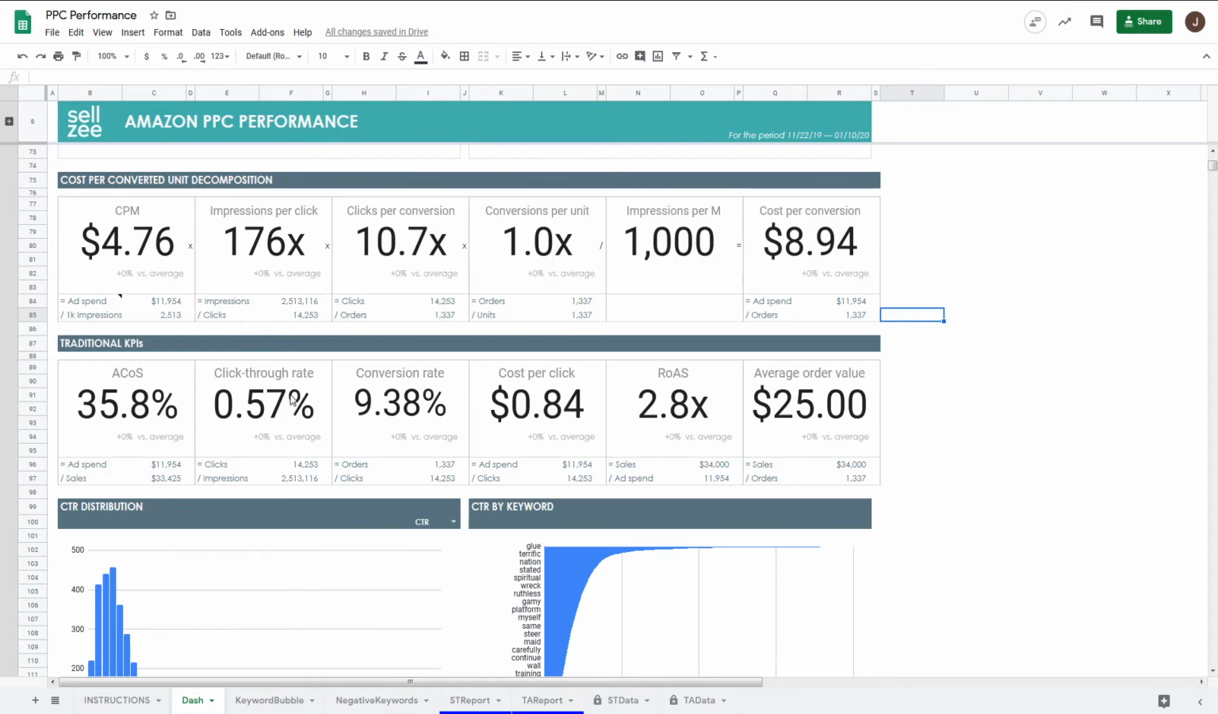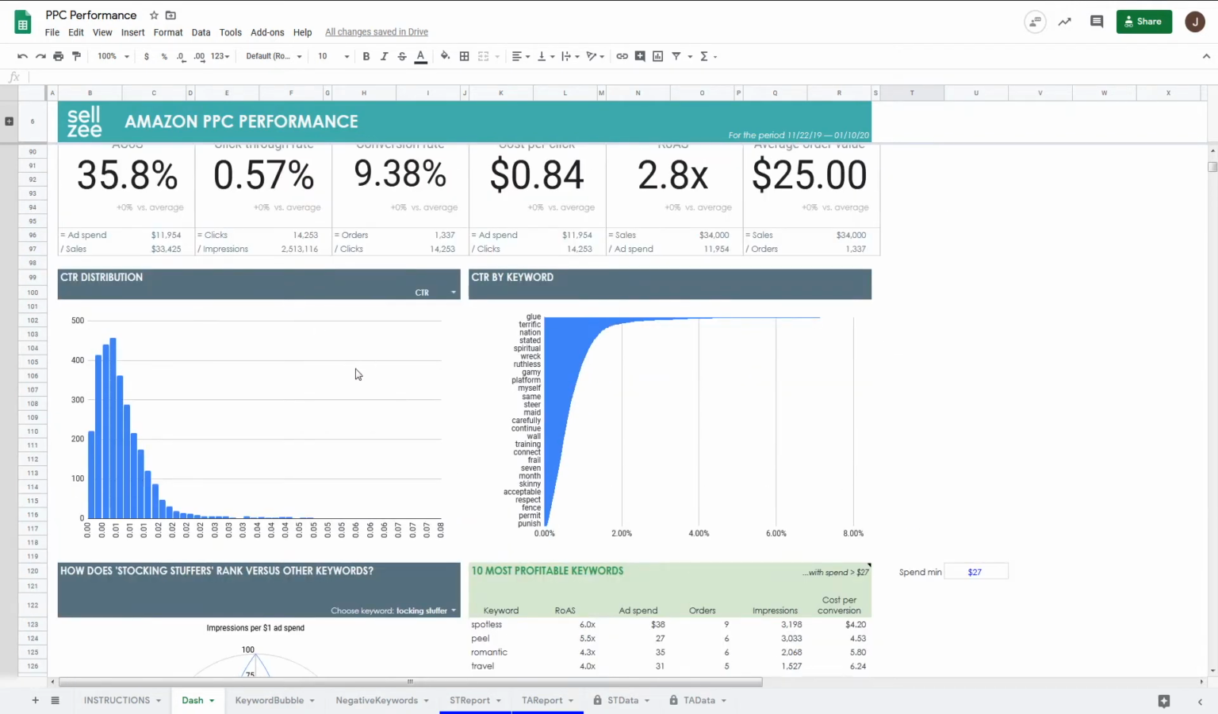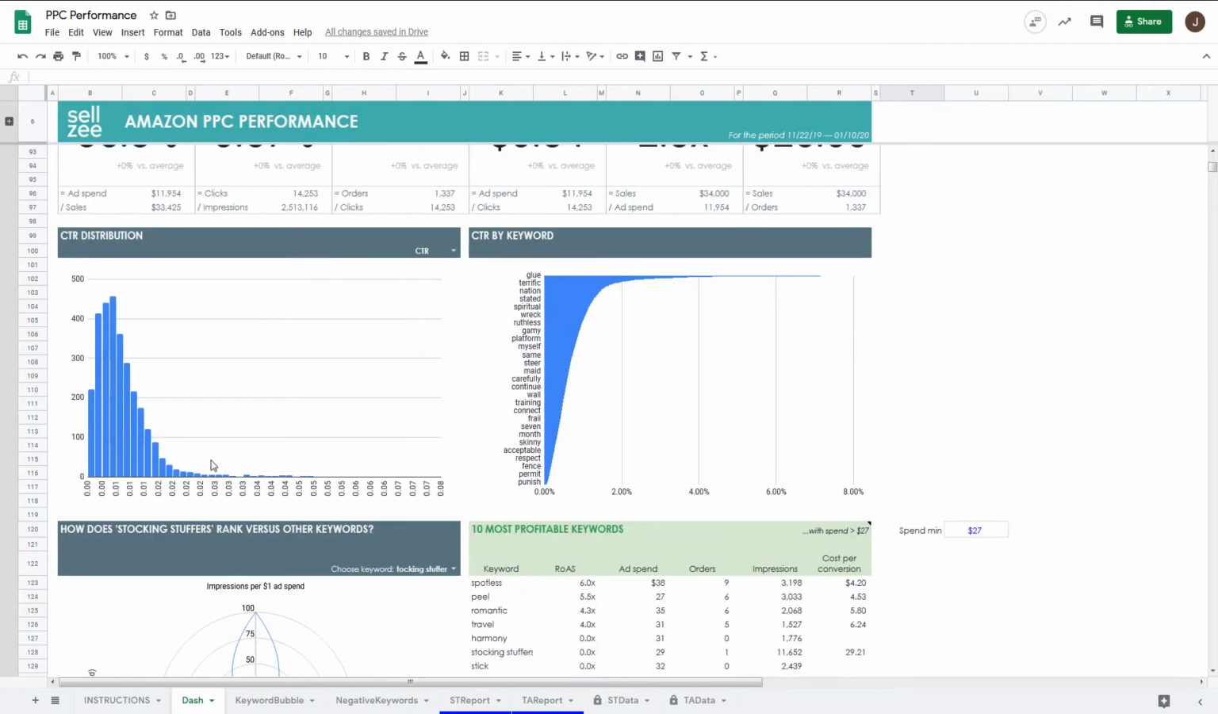So this jumps off the page at you as being relatively high, meaning you think there's some room to reduce the impressions per click component of the decomposition. You want to raise the click-through rate and correspondingly decrease the impressions per click. Then you can come down here and see the entire distribution of click-through rate across all of your keywords. Even better, you can drill into it to see the specific keywords that are pulling down your CTR.